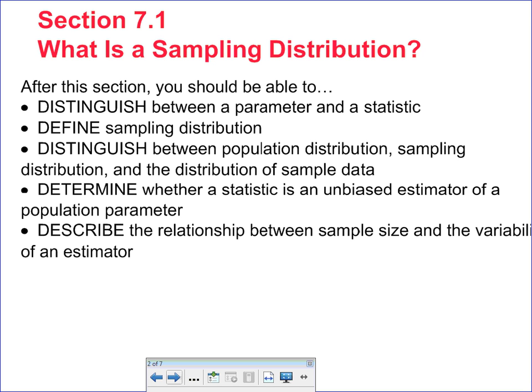By the end of this section of your book, which you should be reading along with, you should be reading the first couple pages of Chapter 7 in your textbook, you should be able to distinguish between a parameter and a statistic, define a sampling distribution, distinguish between a population distribution, a sampling distribution, and the distribution of sample data, determine whether a statistic is an unbiased estimator of a population parameter, and describe the relationship between sample size and the variability of an estimator. What we're going to talk about today is just this one first piece, distinguish between a parameter and a statistic.